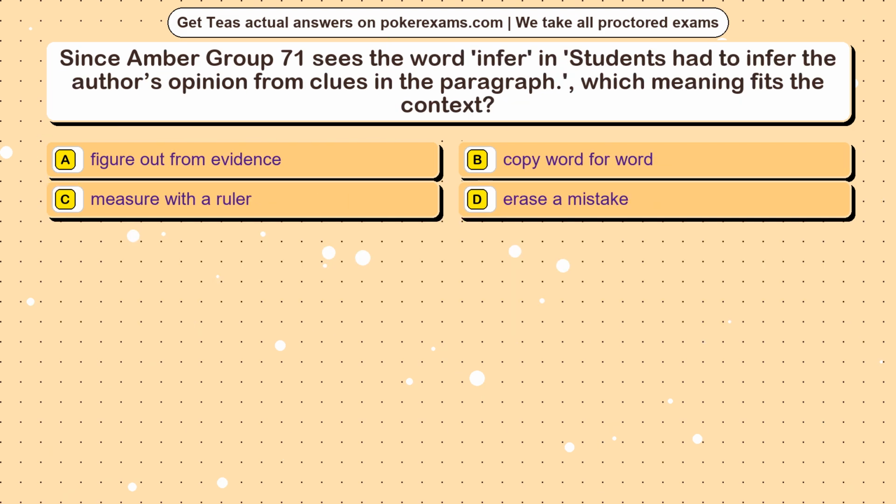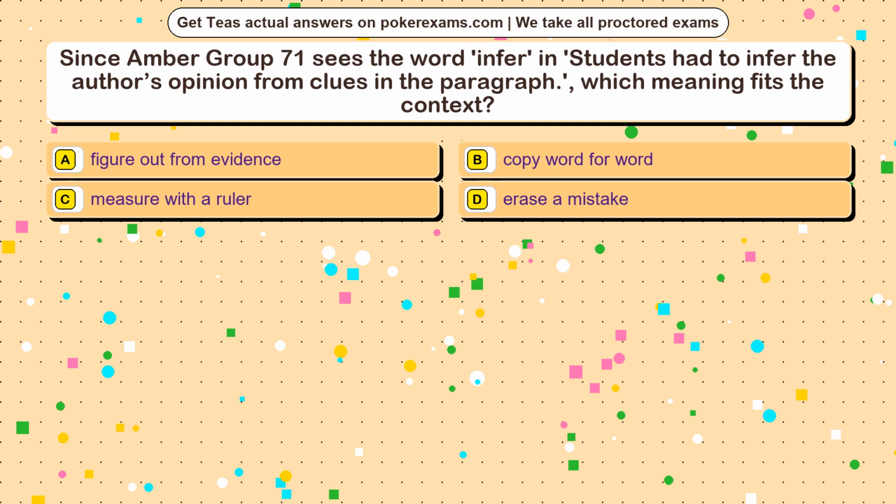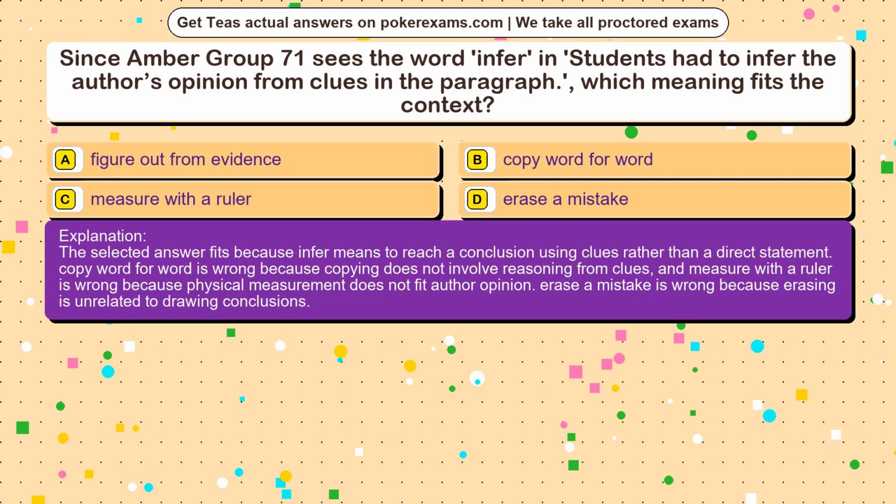Question 6. Since Amber Group 71 sees the word infer in, students had to infer the author's opinion from clues in the paragraph. Which meaning fits the context? Option A. Figure out from evidence. Option B. Copy word for word. Option C. Measure with a ruler. Option D. Erase a mistake. The correct answer is option. The selected answer fits because infer means to reach a conclusion using clues rather than a direct statement.